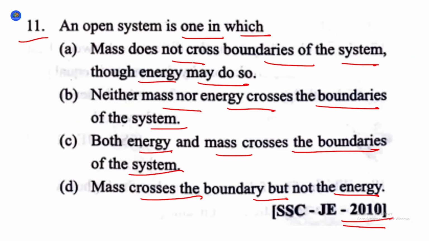So the option given as mass does not cross the boundaries of the system, though energy may do so, is wrong. Neither mass nor energy crosses the boundaries of the system is also wrong. Both energy and mass cross the boundaries of the system is the correct answer. So option C is the correct one. Okay.